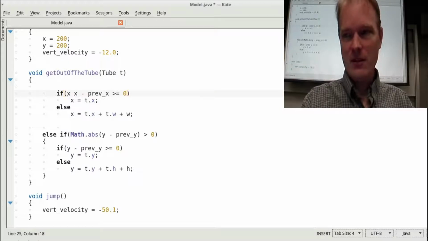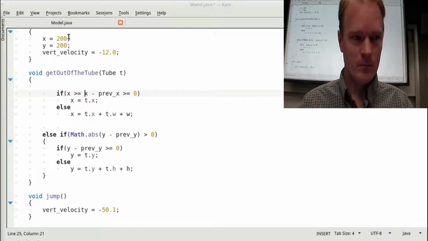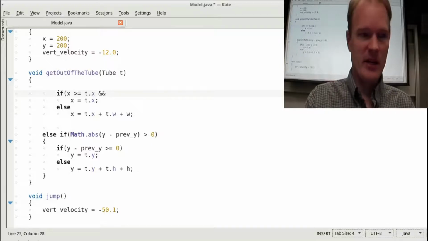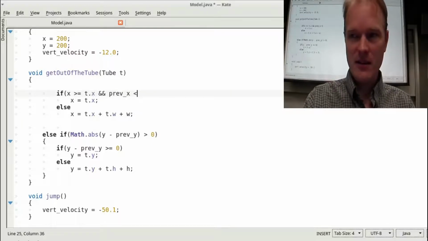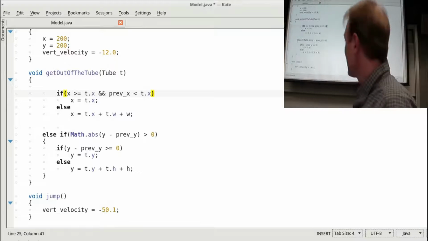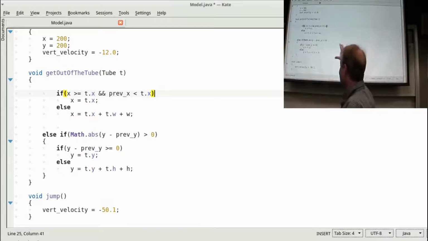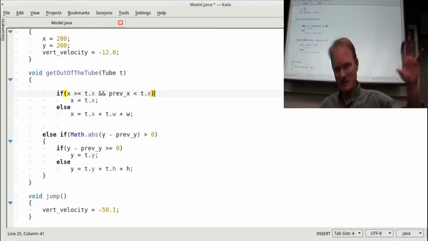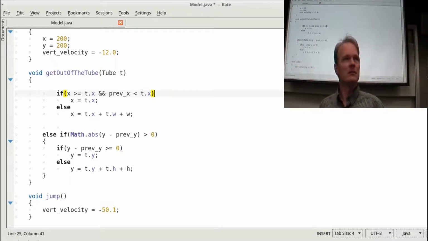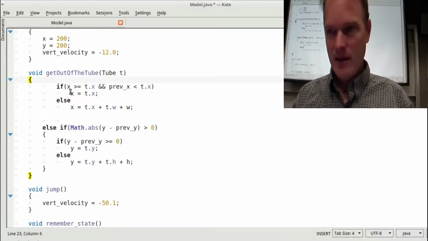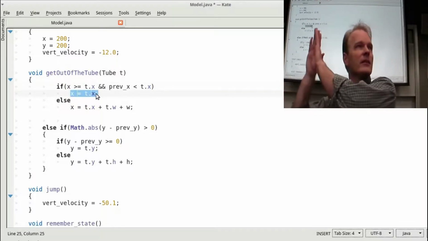Okay, I want to say instead, if x is more than or equal to the tube's x position, and it didn't used to be, prev x is less than tube's position. That basically says I wasn't on the left, I wasn't in it before. If I'm in it now, but I used to be on the left side of the tube, then no matter how fast I'm going in any direction, I came in through the left side of the tube, right? So there's better logic. And now I say here, then x is equal to the tube's x. So that lines them back up again, right?